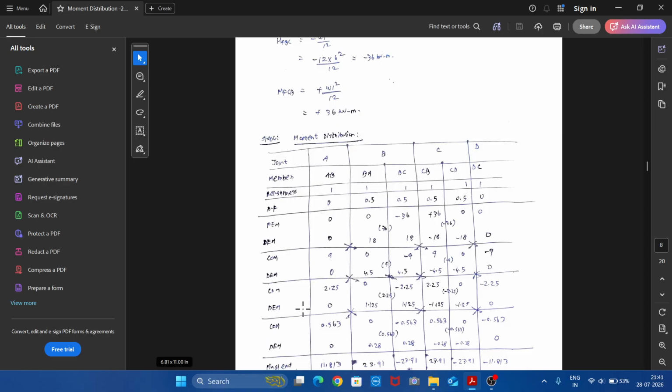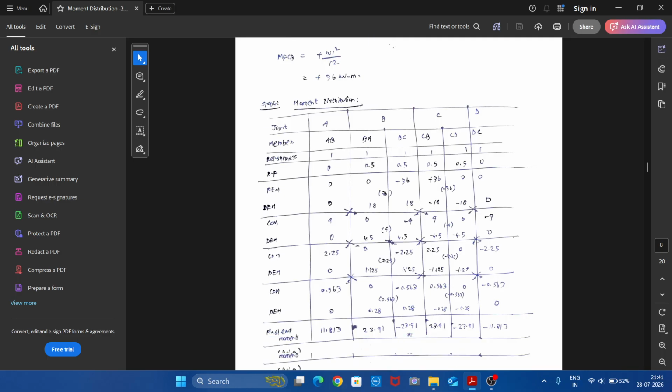Again, distributed moment. Here we have 2.25, so the balancing moment will be minus 2.25 multiplied by the corresponding distribution factor, which is 0, therefore 0. Then coming here, 0 and minus 2.25 is here. So to balance, we need to apply plus 2.25. This plus 2.25 multiplied by the corresponding distribution factor will be 1.125 and 1.125. Here we have minus 2.25. So 2.25 plus 0, therefore the balancing moment will be minus 2.25. Minus 2.25 multiplied by this 0.5 will be this and this.